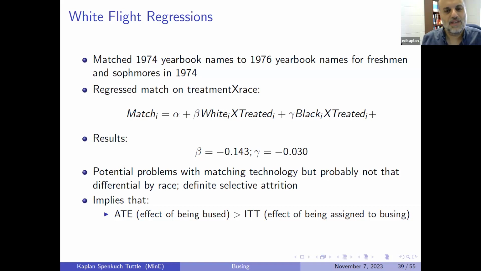We run the same specification, but on the left-hand side, instead of putting Republican or Democratic registration, we put whether you're still there in 1976, and we get a 14.3% effect. And so from that, we think that actually the average treatment effects that I showed you, which are really large and over 45 years, are likely even larger than the intention to treat effects that we estimate.